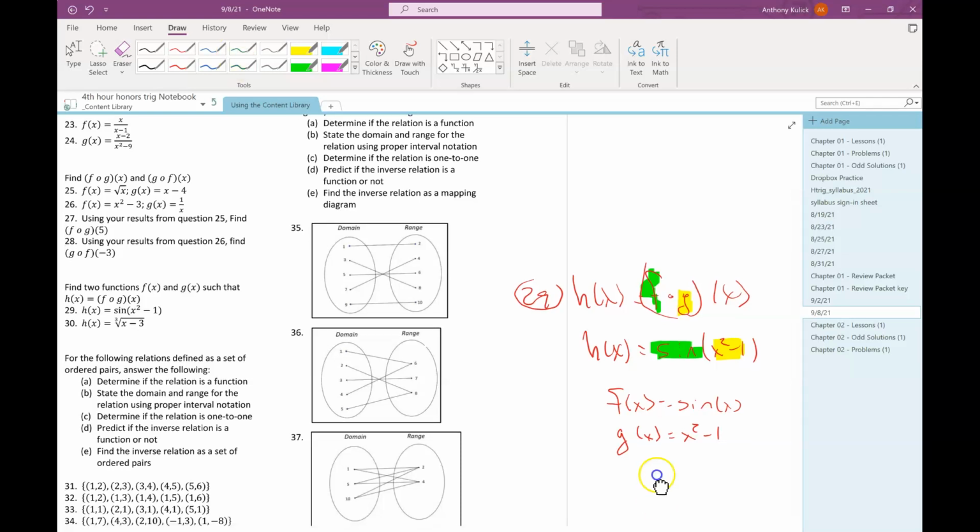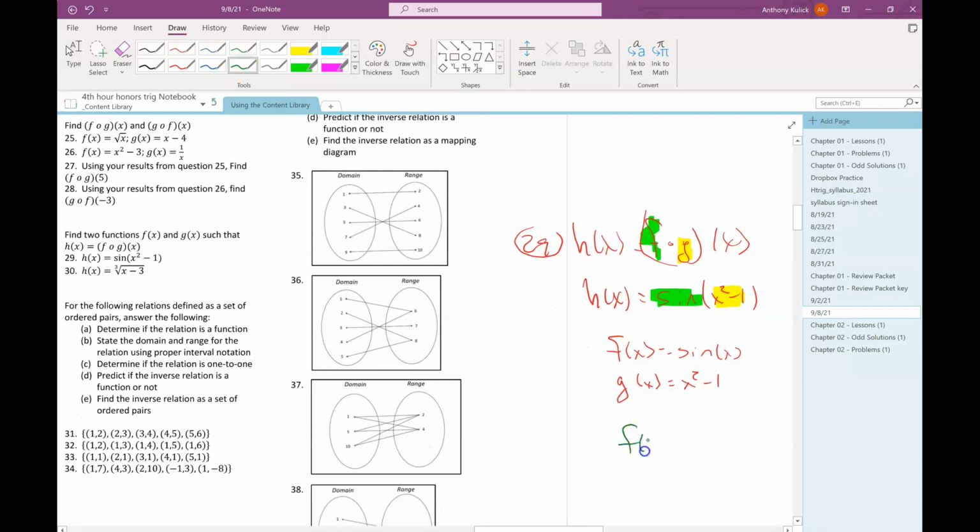But there's a couple of others you could have done that are maybe a little less obvious. So you could do f of x is sine x minus 1, and then g is x squared. If I plug x squared in for x, I get my h of x.